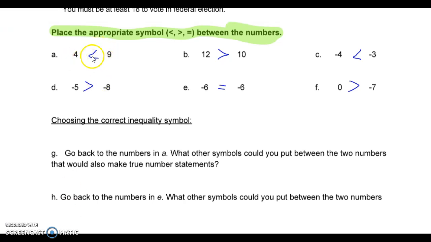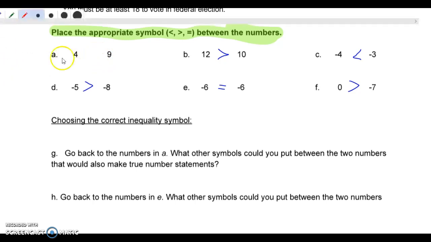Okay, so if you thought about it for a second or two and don't have an answer, I think I have an answer. We know that 4 is less than 9, but also they're not equal to each other, right? So we can use that symbol. 4 is not equal to 9.